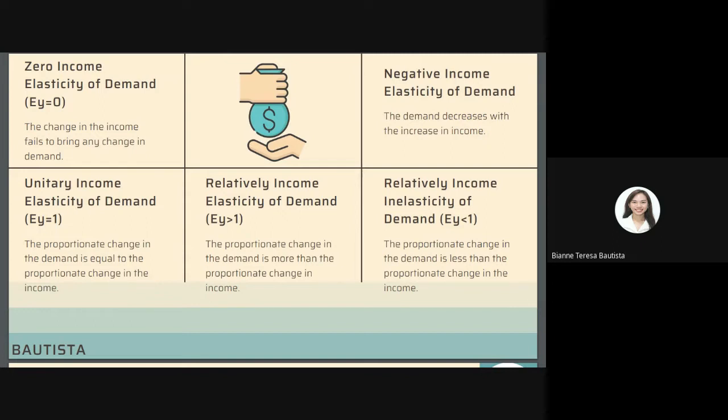We also have the relatively elastic income elasticity, which means the proportionate change in the demand is more than the proportionate change in income. This is the case for luxury goods such as high-end electronics and automobiles. And lastly, relatively inelastic income elasticity means the proportionate change in the demand is less than the proportionate change in the income. Next slide.